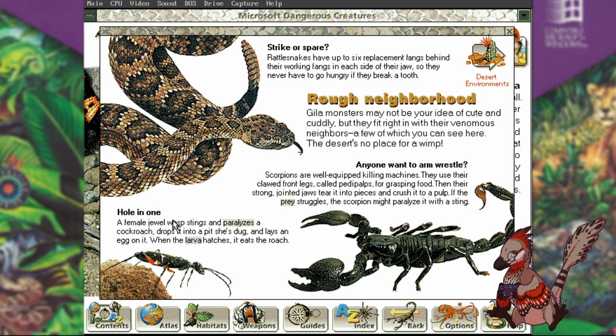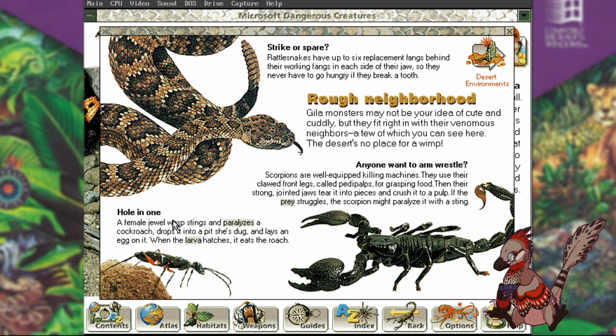Rough neighborhood. Gila monsters may not be your idea of cute and cuddly. Well, they are my idea of cute. I really think they are cute. So, speak for yourself. But they fit right in with their venomous neighbors, a few of which you can see here. The desert's no place for a wimp. Anyone want to arm wrestle?